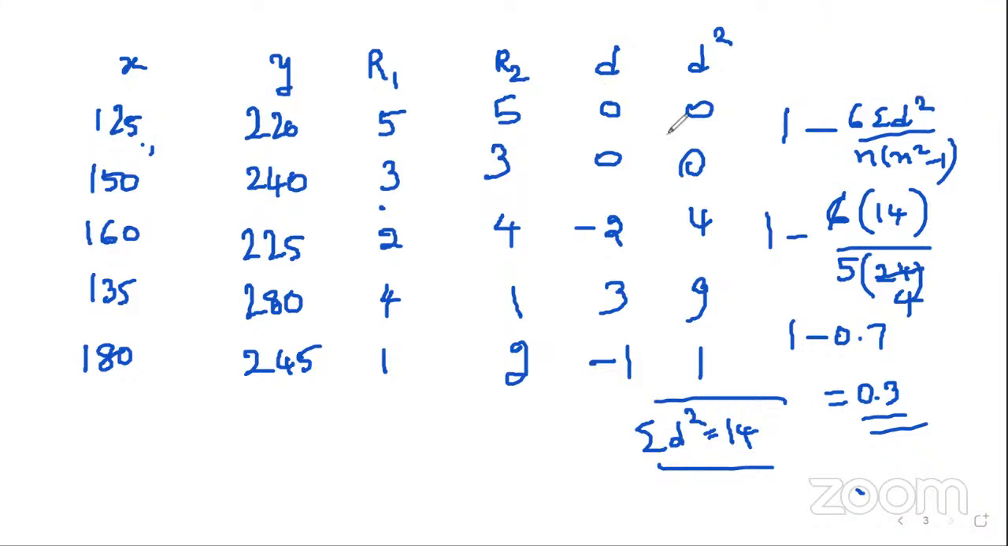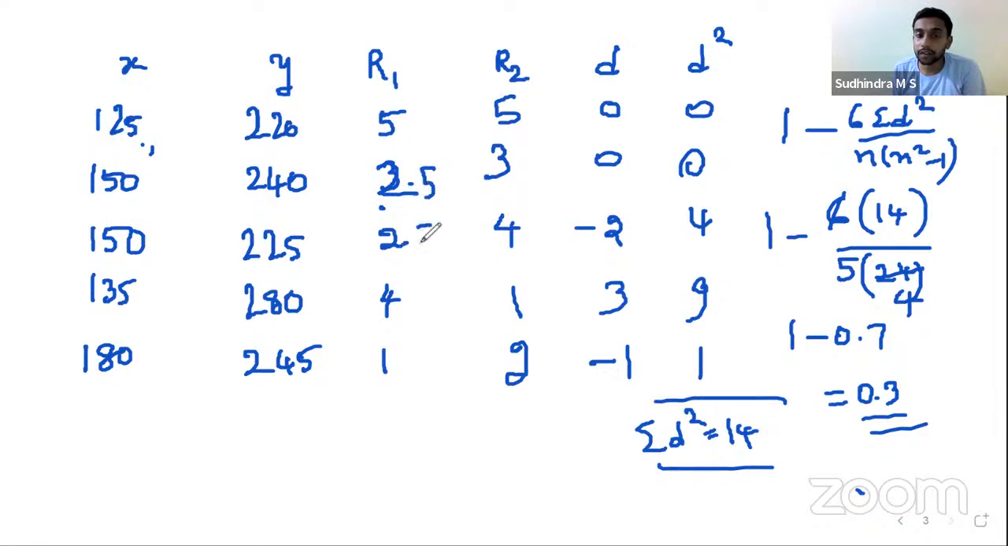So the correlation coefficient that we get is 0.3. This is how we go with rank correlation. However, let's say instead of 160 here, we had 150. Then both would be rank 2, so what do we do? We put 2.5 for both, the average of 2 and 3.